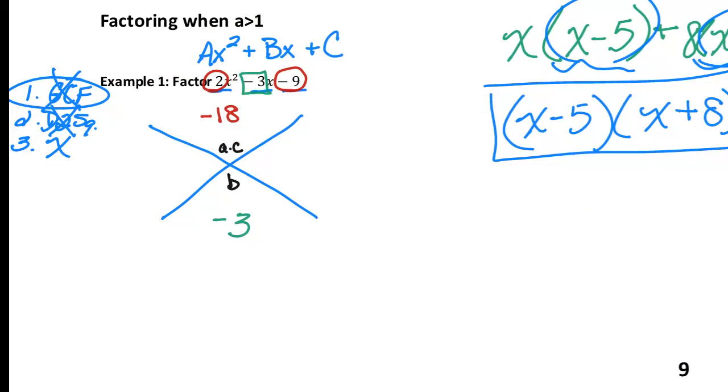And as you think of -18, you've got 1 and 18, 2 and what's the other factor with 2? 9. You've got 3 and 6. How about 4?